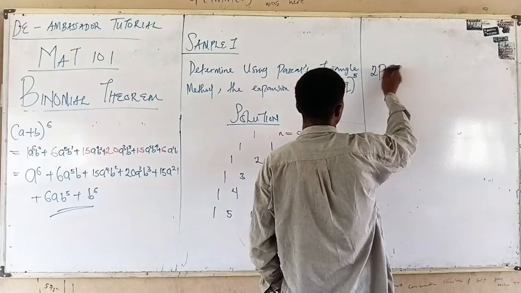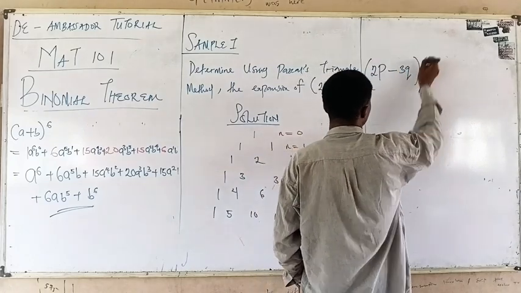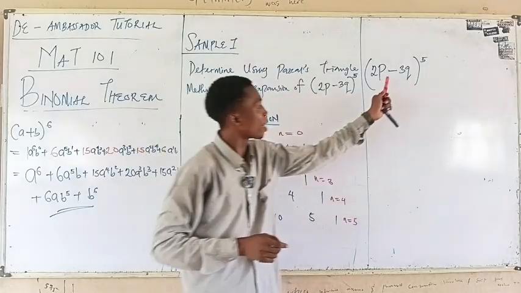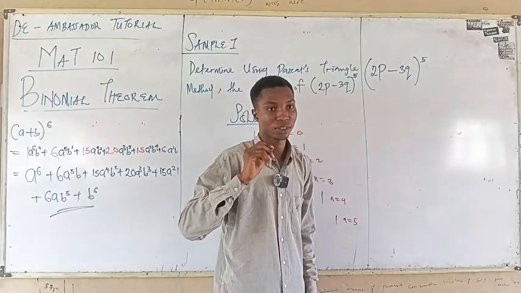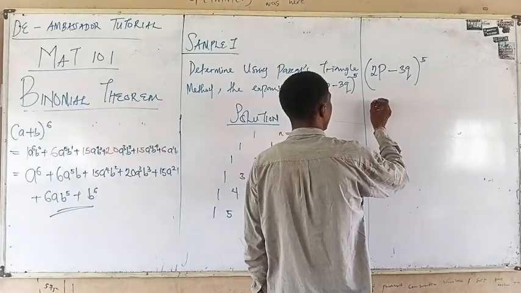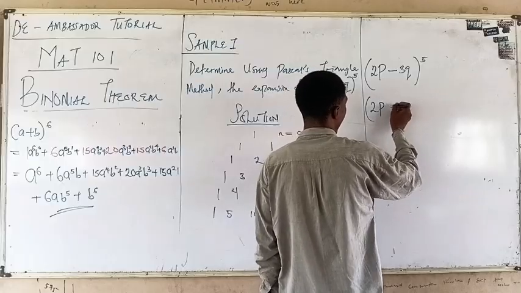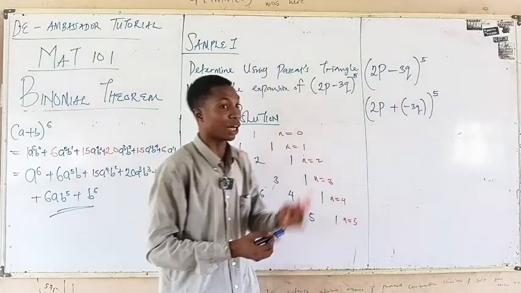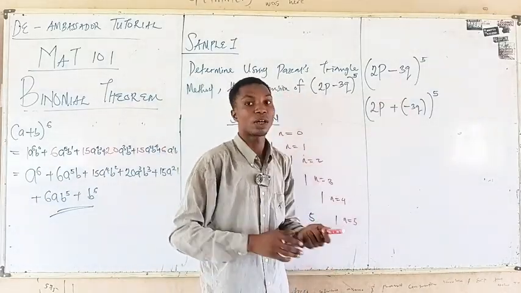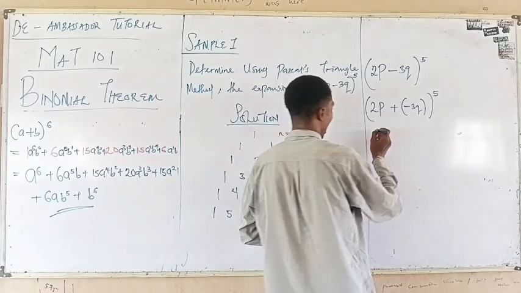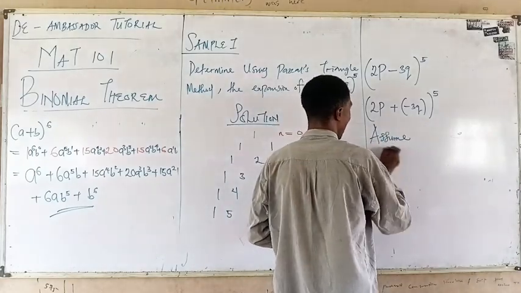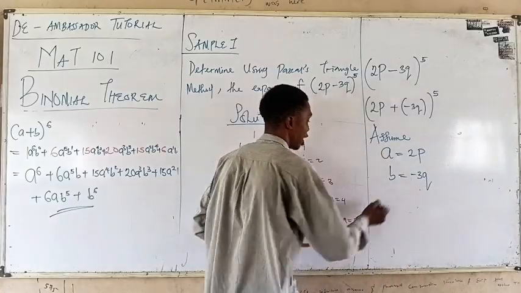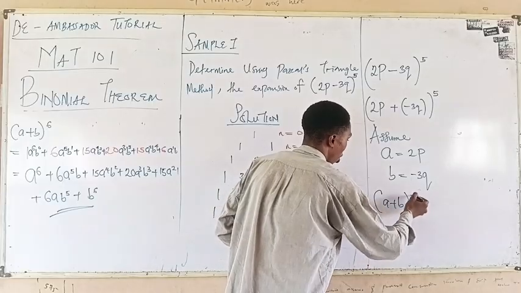Everyone pay attention please. We have (2p − 3q) in the power of 5. The first thing you need to do is always ensure that the middle sign is plus. That means I can write this as (2p + (−3q)) in the power of 5. Yes, because in the long run, plus and minus will be what? When you've done that, assume that A is 2p, then B is −3q. In that case, I'll now say (A + B) in the power of 5.